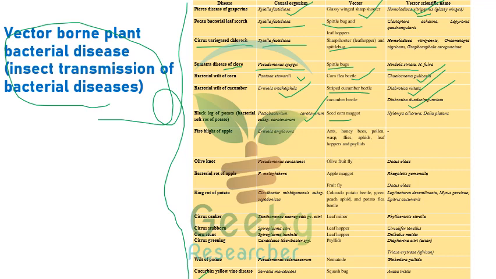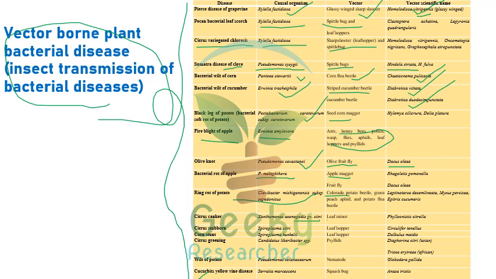And the fire blight of apple, which is caused by Erwinia amylovora, which is transmitted by ants, honeybees, pollen, wasps, flies, aphids, various species are involved. Olive knot, it is also very important, which is caused by Pseudomonas savastanoi. The vector involved is olive fruit fly, that is Dacus oleae, and bacterial rot of apple, which is caused by Pseudomonas, transmitted by apple maggot, and ring rot of potato, Clavibacter michiganensis, which is transmitted by Colorado potato beetle and green peach aphid, and the scientific name is given here.